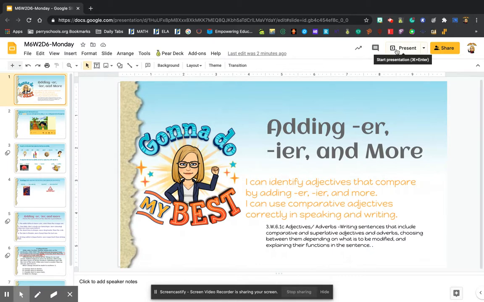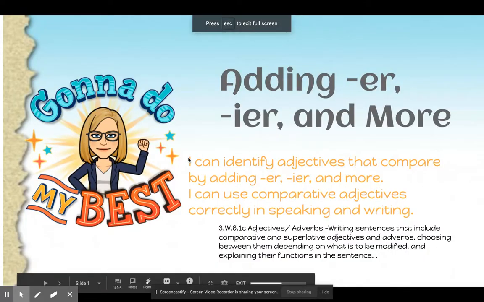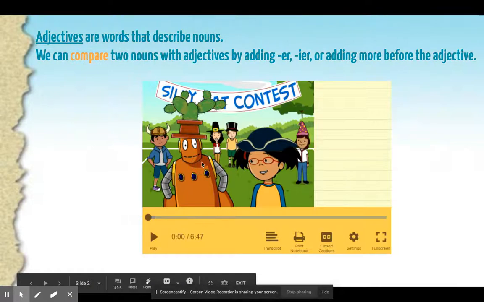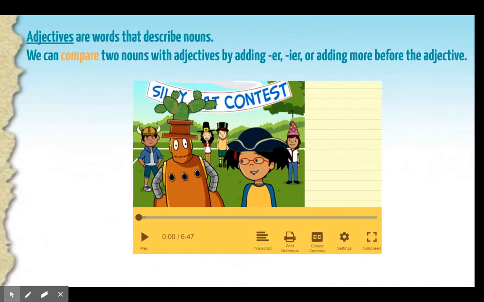So, we know that adjectives are words that describe a noun. They tell you more about the noun. And what we're going to be working on today is comparing two nouns with adjectives by adding ER, IER, or adding the word more before the adjectives. So when we are comparing adjectives, we're looking at how they're similar, how they're different, and we're going to be using those adjectives to describe them.